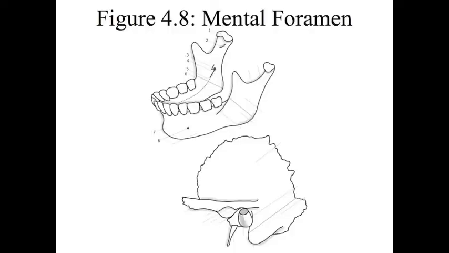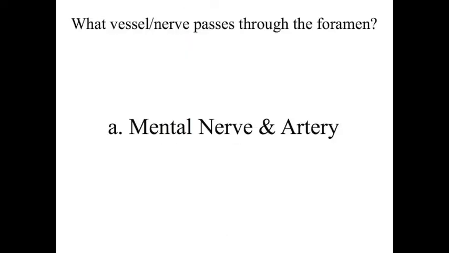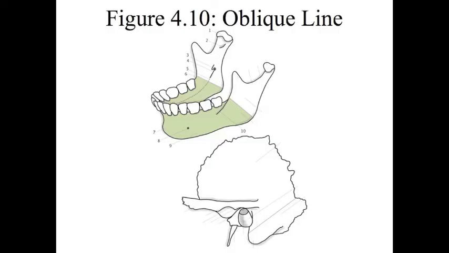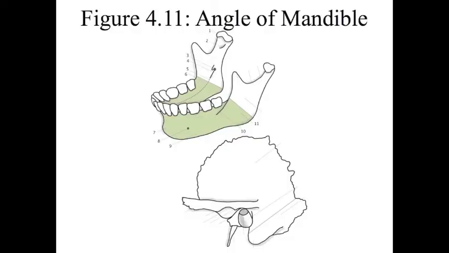Number 8 is the mental foramen with the mental nerve and the mental artery. Number 9 is the body of the mandible. This constitutes the entire bottom section of your mandible. Number 10 is the oblique line. It's a little indentation on the outside of the mandible. I like to think that you work your obliques on your waistline, and so the oblique line is right there on the side also. Number 11 is the angle of the mandible. This is the junction between the body of the mandible and this upper section which we're about to talk about.